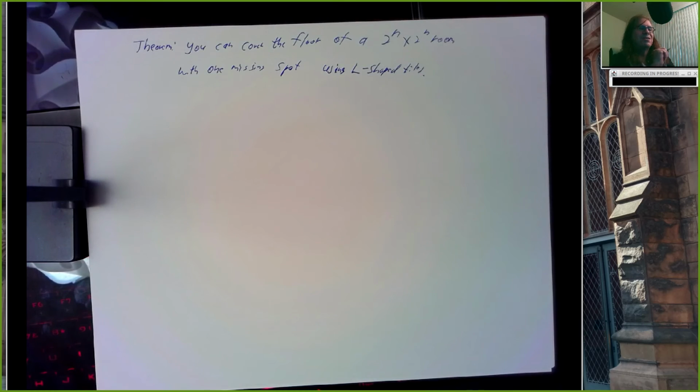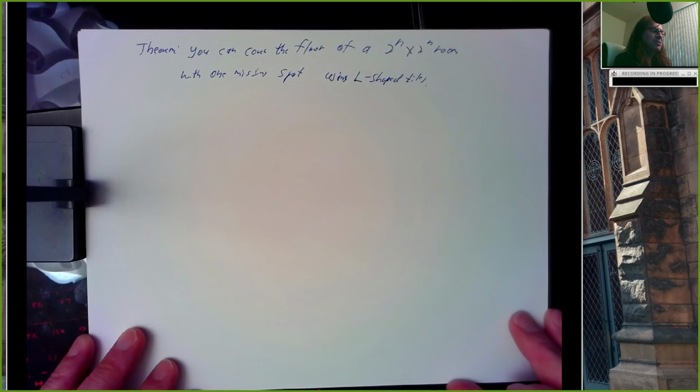Alright, you're not allowed to cut the tiles because you'd have to rent the tile cutter. So you've got these L-shaped tiles, you have to use them intact, you're not allowed to overlap them, and you have to cover every square of your floor except for one spot that's missing. And that spot could be anywhere.